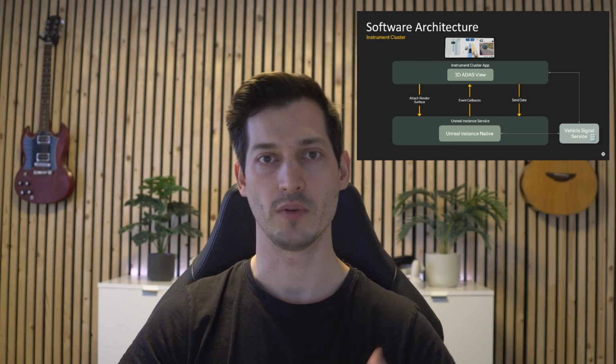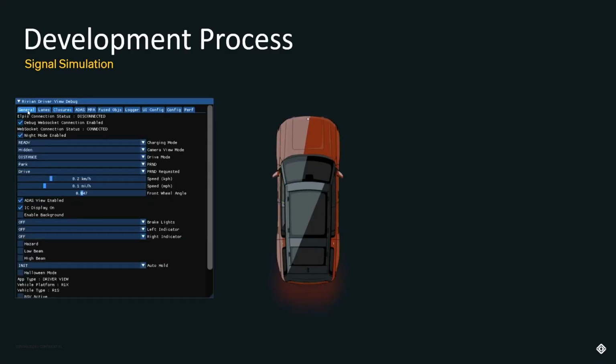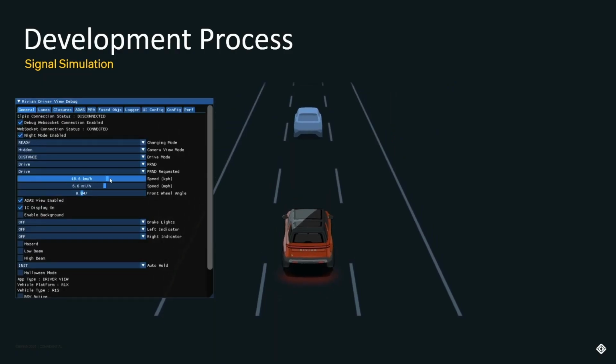Camera view, media, or navigation are separate apps or services so that they are independent. The infotainment module can send data to the Unreal instance, and Unreal can send back event callbacks, for example when a level is loaded. For the development of the various visualizations needed in the instrument cluster, the team has built a signal simulation app that can simulate signals from the vehicle and send them to the Unreal editor. These are the same signals that the Unreal instance would receive from the real car, and this makes it much easier to prototype and develop everything.